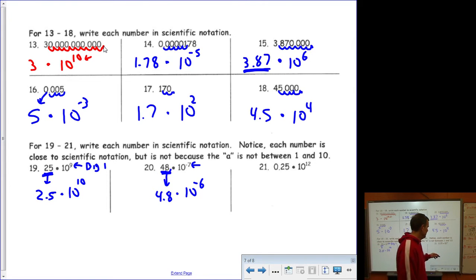And number 21, this number is too small. I need to make this number bigger by moving the decimal 1 spot. And since this number is getting bigger, the exponent needs to get smaller by 1 spot, right?